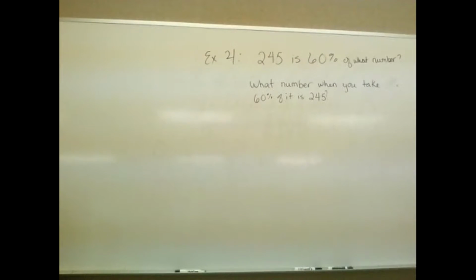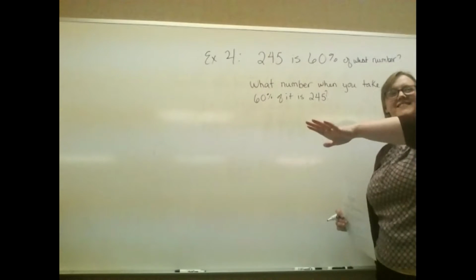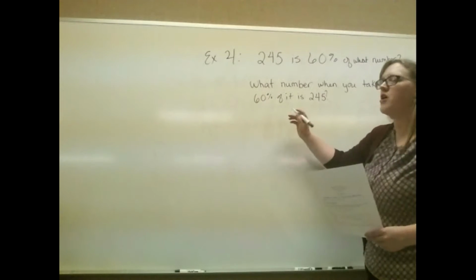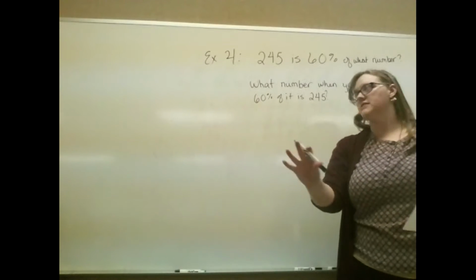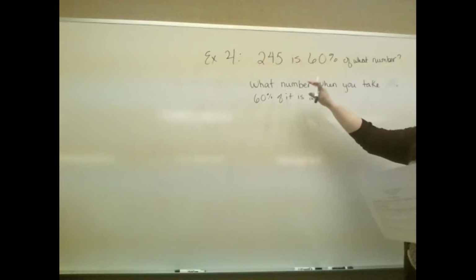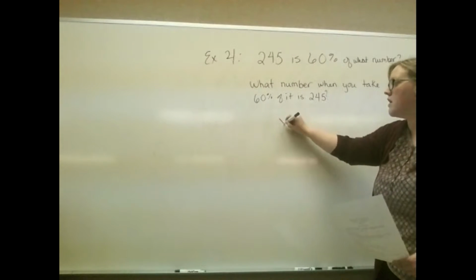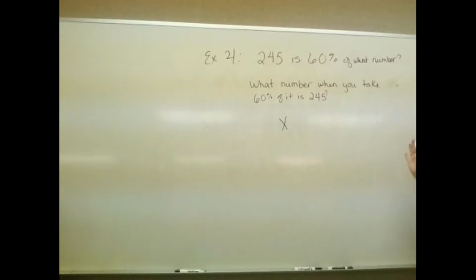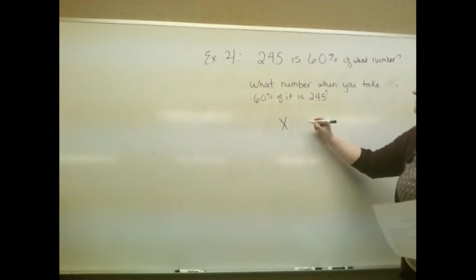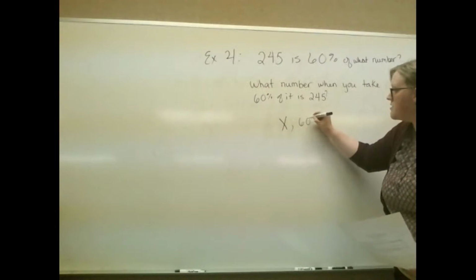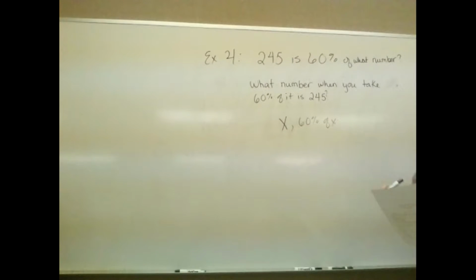The best way to do this is to set up an algebra equation, okay? I knew you were going to give me that face. It's the conversations we've had in the past, all right? But I'm going to show you exactly how to do it, okay? All right. We don't know what our original number is, right? That's because we're trying to find what number. So we're going to call it x, because we don't know what it is. But what we do know is that 60% of x is 245.